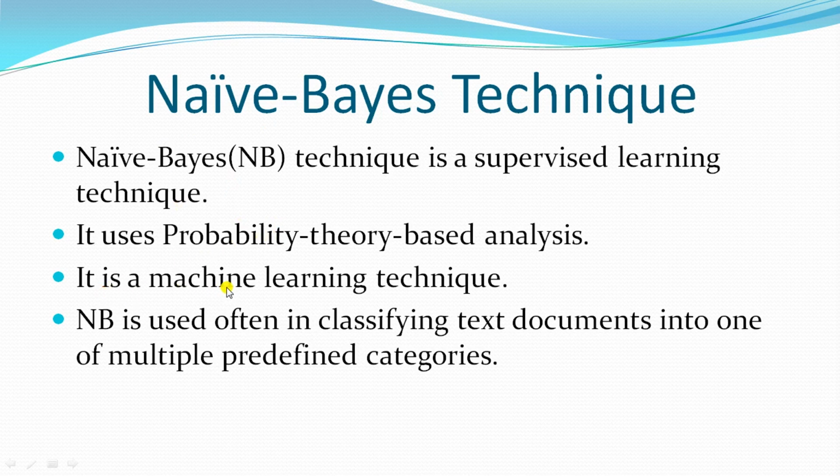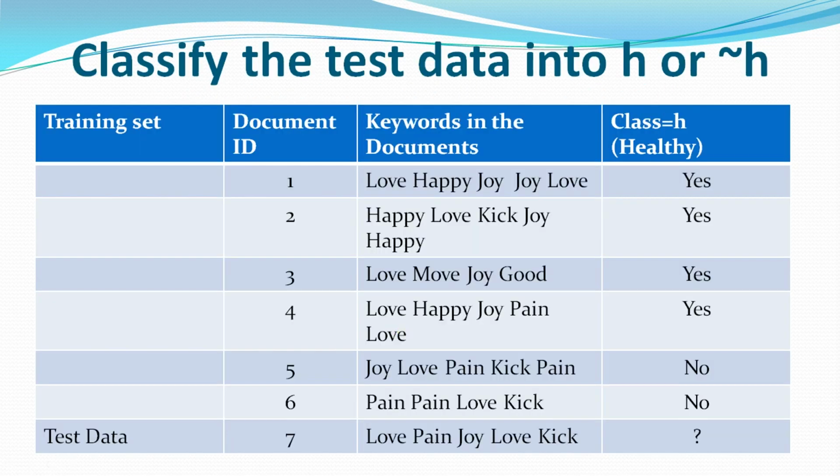It is one of the machine learning techniques, and Naïve-Bayes is often used in classifying text documents into one of multiple predefined categories. This is the main application of this technique. Generally we use it for classifying text documents. So let's see one possible example of classification.